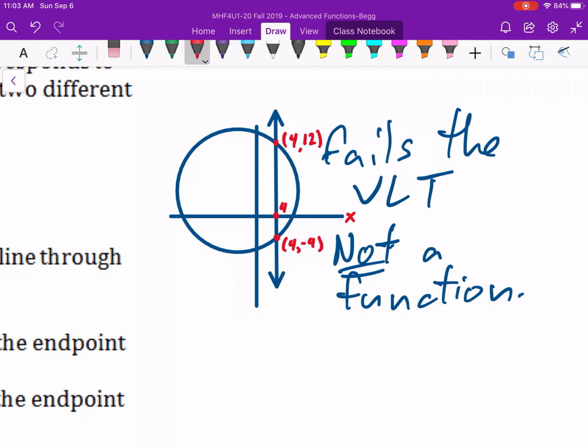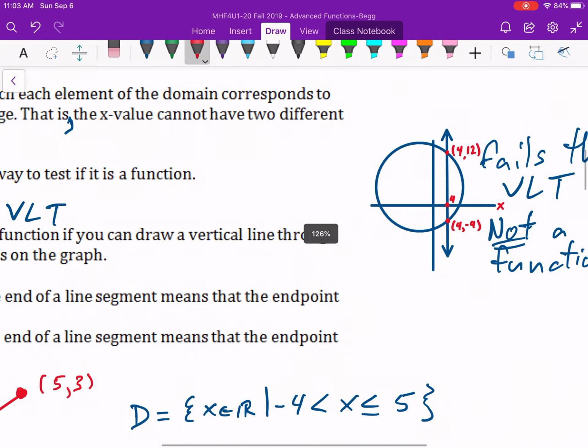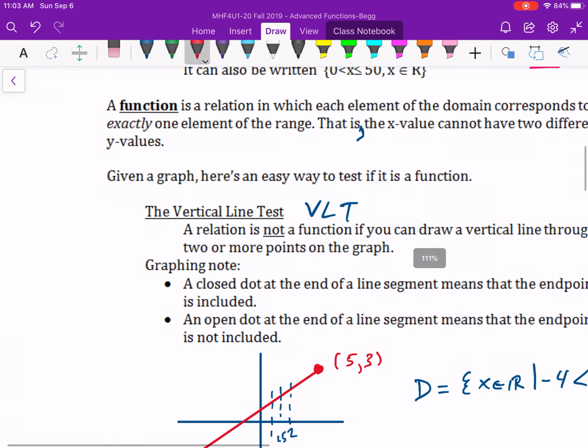We can tell it visually by, if we just draw a vertical line, if it touches the graph in 2 or more places, then that visually lets us know there's going to be 2 or more y values associated with the x value, and it's not a function. So that's a quick way of doing it, the vertical line test.